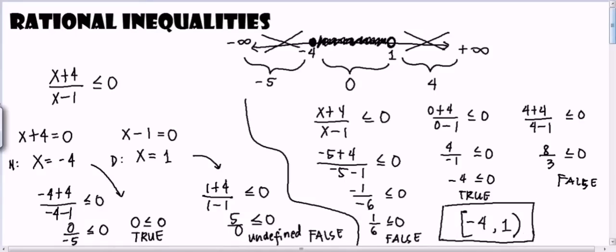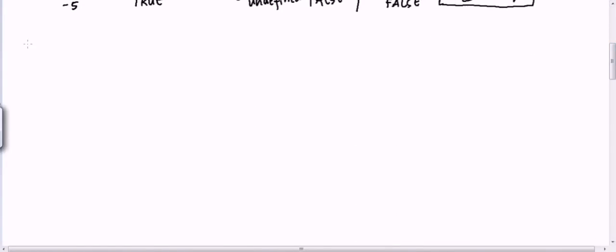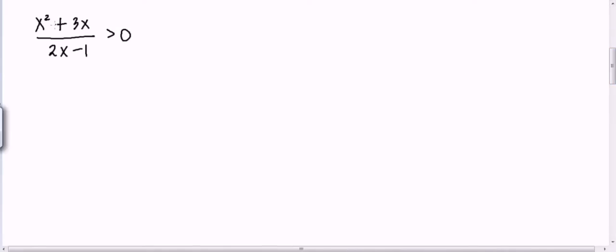Okay? Let's have second example. So, let us have x squared plus 3x all over 2x minus 1 is greater than 0. Okay. So, as you can see, quadratic yung ating numerator. So, kailangan natin siyang i-factor bago natin kunin yung zeros ng numerator and denominator. So, ang common term nila is x. So, i-extract ko yung x. So, ang magiging sagot ay x times x plus 3 over 2x minus 1 is greater than 0.